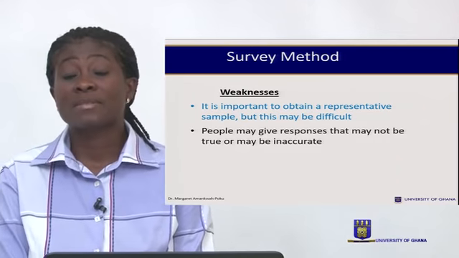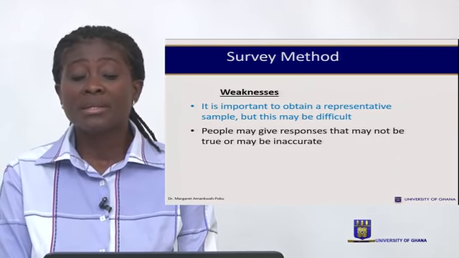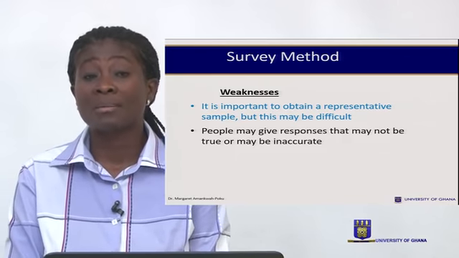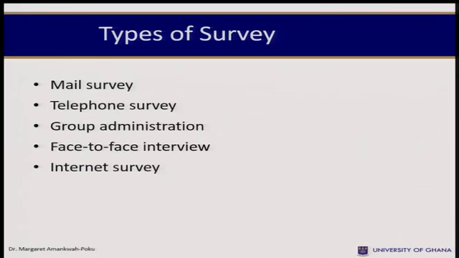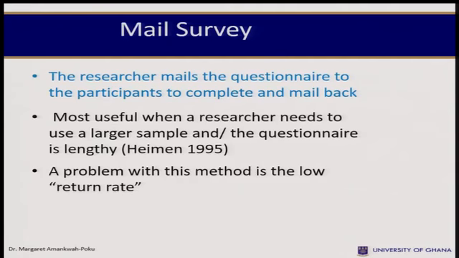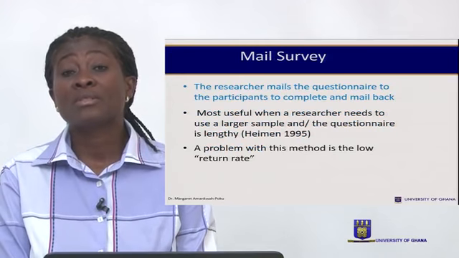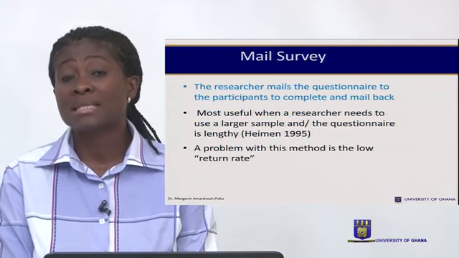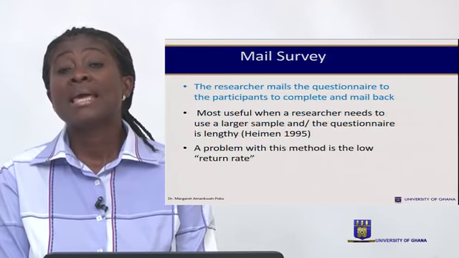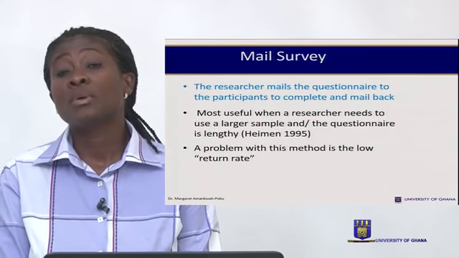Now, there are several types of surveys, so I'll quickly go through these several types and ask you to read more about them. So we have the mail survey, the telephone survey, the group administration, face-to-face interviews, and the internet survey. So briefly about the mail survey. This is when the researcher would mail, in terms of post, the questionnaires to participants for them to complete. And a researcher will usually use this method if he or she wants to collect data from a large sample, or if the questionnaire is a lengthy one, so you would send it to people in their homes to complete.